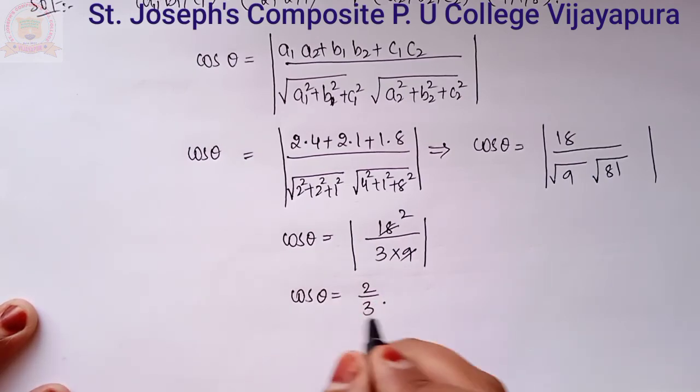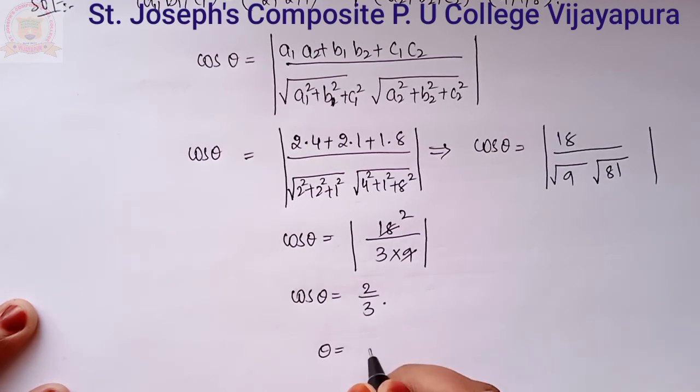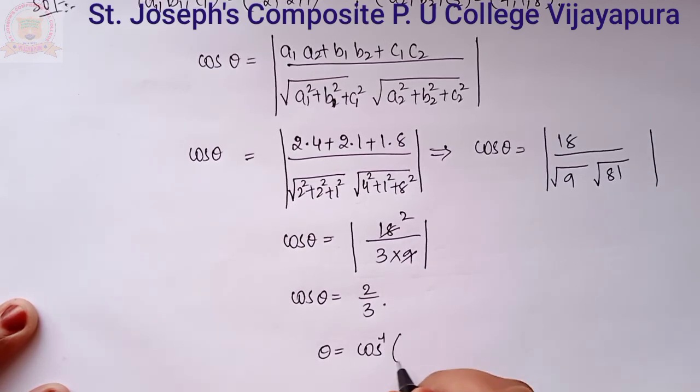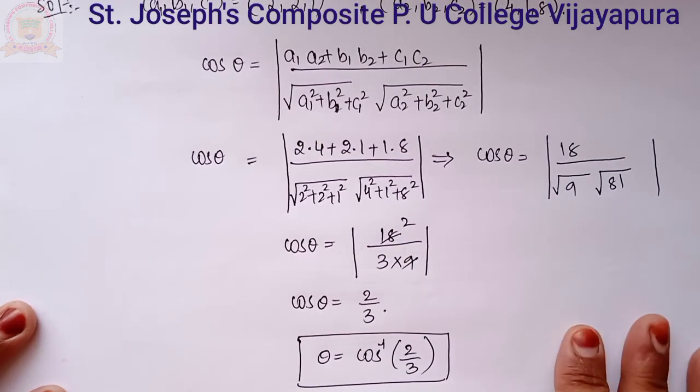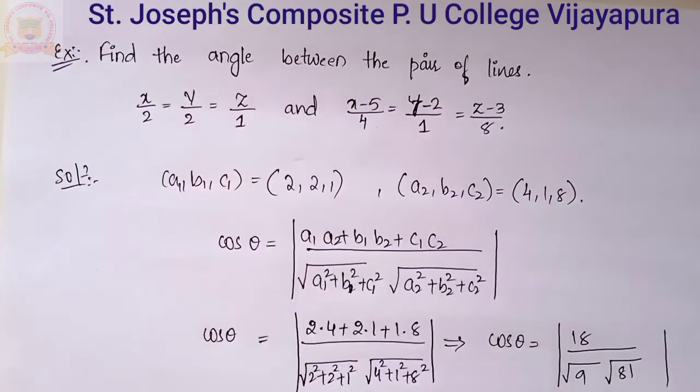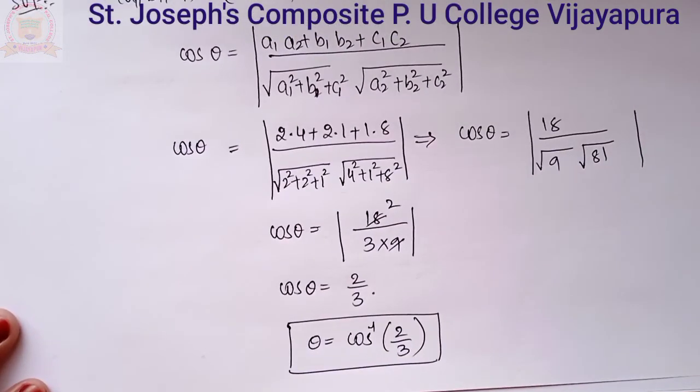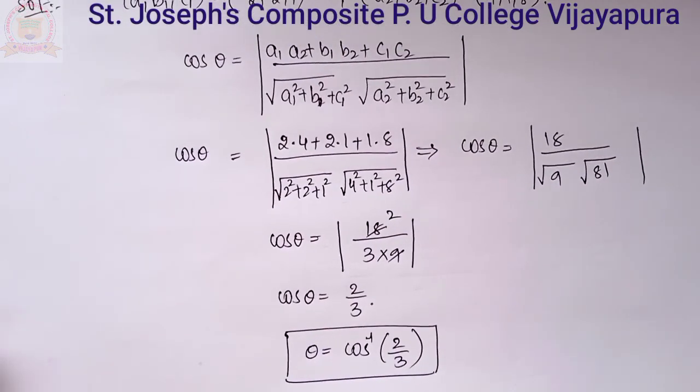And again, taking cos inverse on both sides, we get theta is equal to cos inverse of 2 by 3. So this is the required angle between the pair of lines, that is theta is equal to cos inverse of 2 by 3.